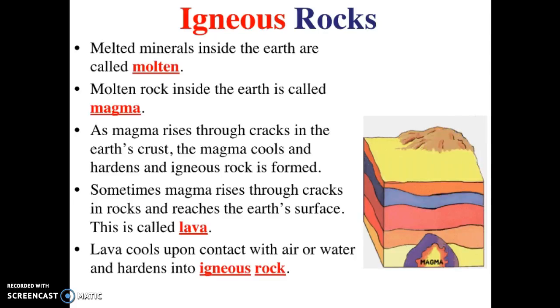Sometimes magma rises through the cracks. That's called lava. When the lava cools, that's an igneous rock. So an igneous rock is made by heat. You see it forming down in here in the molten rock.